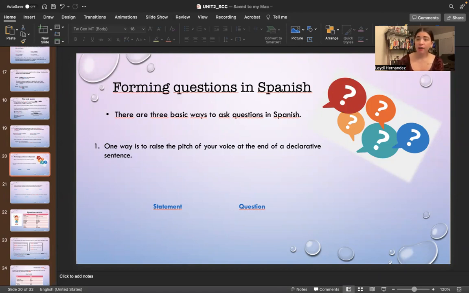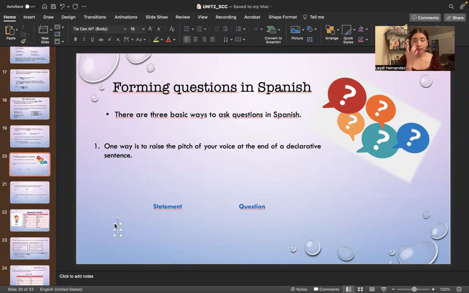Today we are going to see how to form questions in Spanish. In Spanish, there are three basic forms of forming questions. The first one is intonation. That's how we call it. And it's super easy. We just have a declarative statement, and we just raise the pitch of our voice at the end of the sentence. And also, we cannot forget that in Spanish, when we ask questions, we need an upside down question mark at the beginning and a normal question mark at the end of the question.